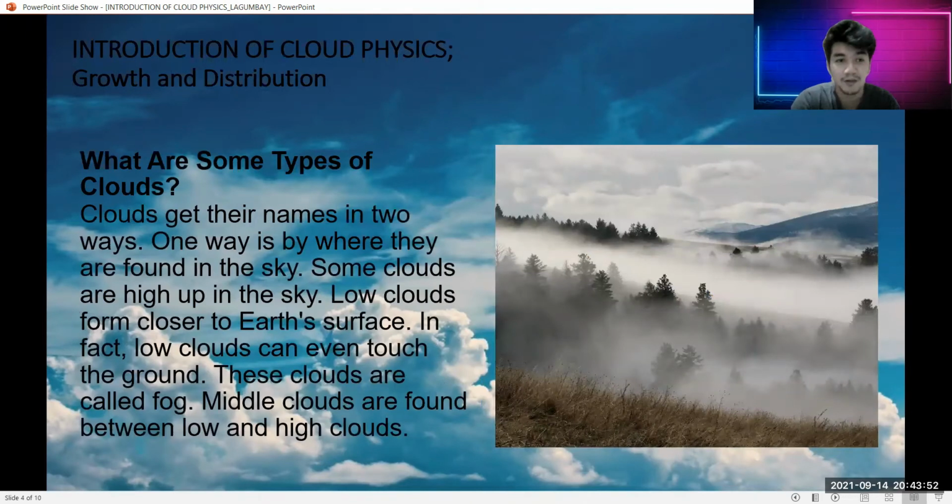So what are some types of clouds? So clouds get their names in two ways. One way is by where they are found in the sky. Some clouds are high up in the sky. Low clouds form closer to Earth's surface, no? So in fact, low clouds can touch the ground. These clouds are called fog. Middle clouds are found between low and high clouds.